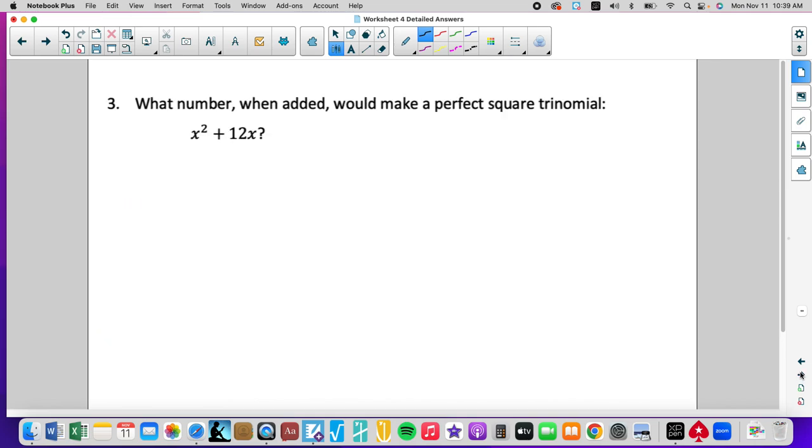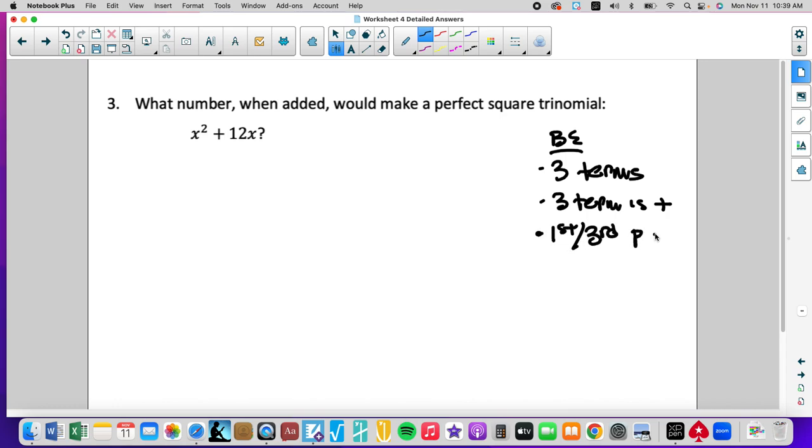These are just the warm-ups. What number, when added, would make a perfect square trinomial? A perfect square trinomial, we call that a binomial square. That's an S, not an E. A binomial square has 4 characteristics. First of all, it's 3 terms. The third term is positive. My first and third are going to be perfect squares, and my middle is going to be equal to 2 times the square root of the first times the square root of the last.